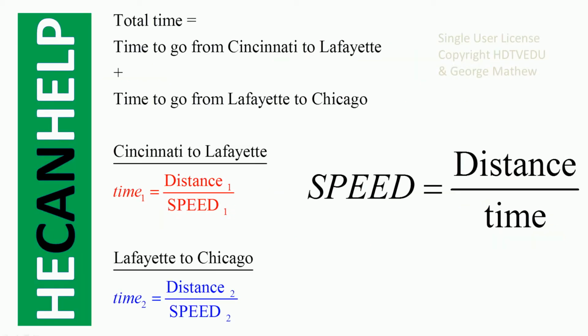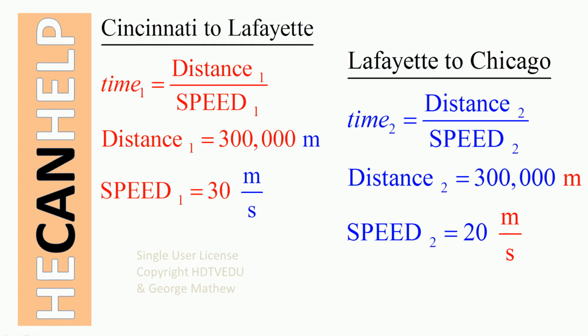So what is the total time? Time to go from Cincinnati to Lafayette, and then we have to add time to go from Lafayette to Chicago. Cincinnati to Lafayette, do we know the distance? Yes. Do we know the speed? Yes. Lafayette to Chicago, do we know the distance? Yes. Do we know the speed? Yes. So substitute all those numbers that we have.